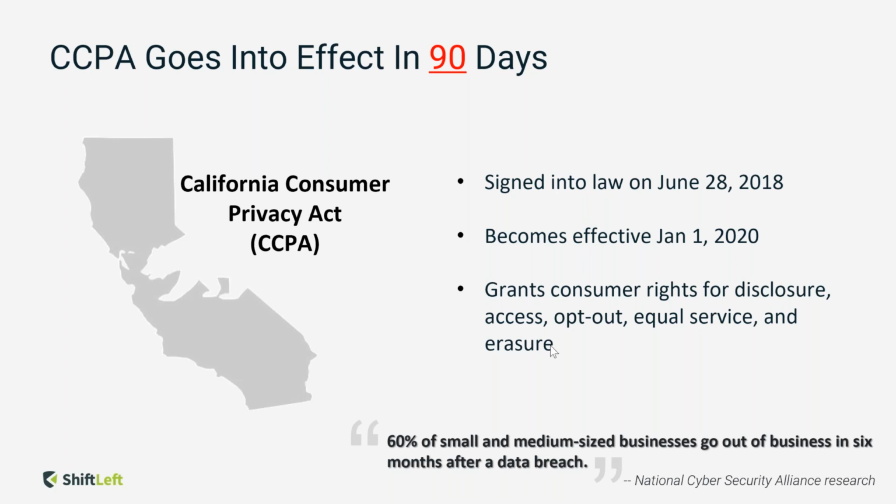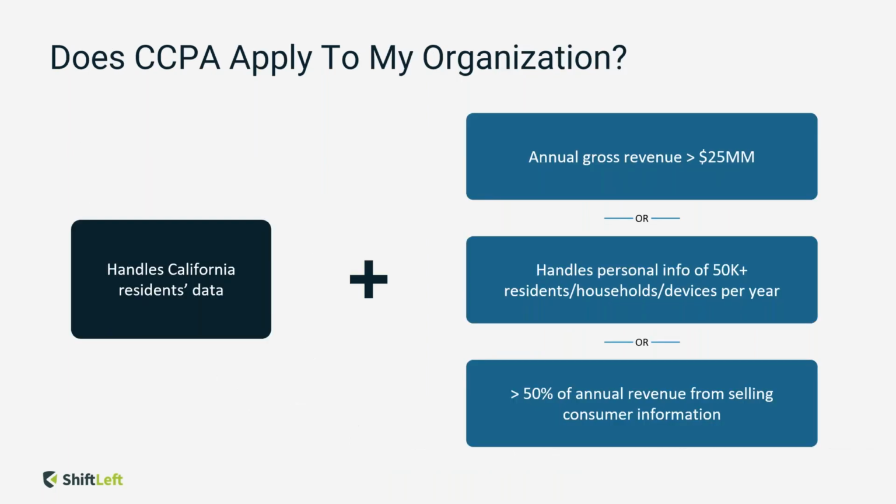Now, for your organization, is CCPA relevant? Well, CCPA is relevant if you handle California residents' data. Handling means you collect, process, or hold data of any California resident, combined with one of these three criteria. Either you have revenue over 25 million, or you handle data of more than 50,000 residents, households, or devices, or you make more than 50% of your revenue from selling consumer information.